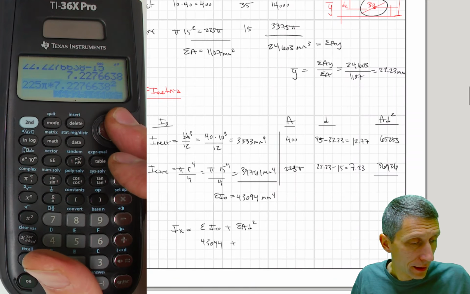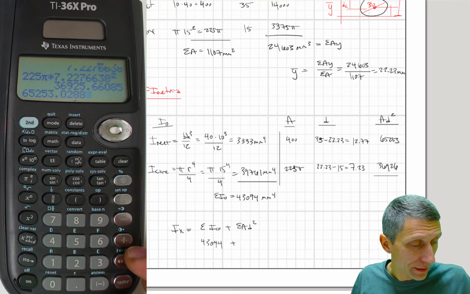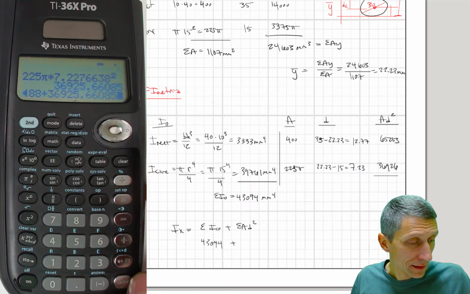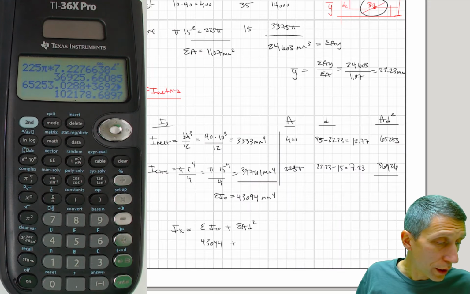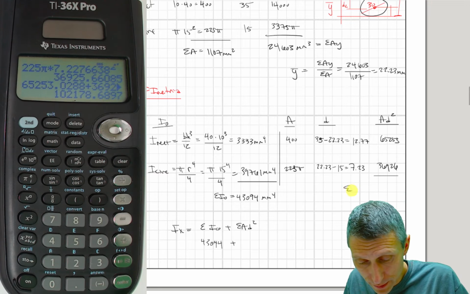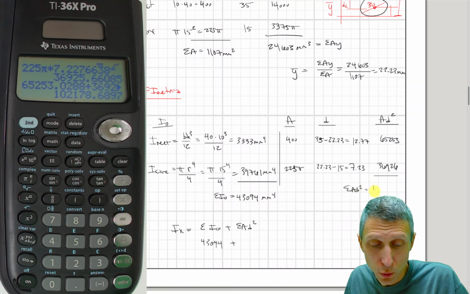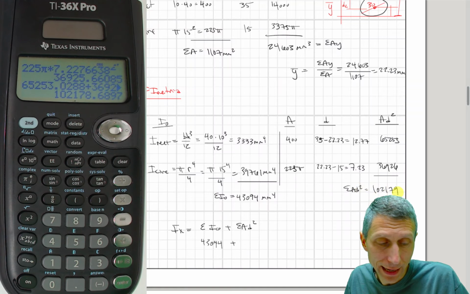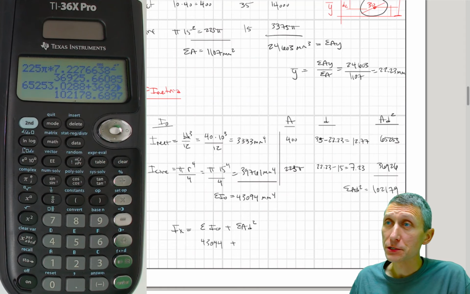So I can take my 65 and add it to my 36, and I'm going to get a total of 102,179. Let's go with it. So this is my sum of Ad squared, equal to 102,179 millimeters to the fourth.